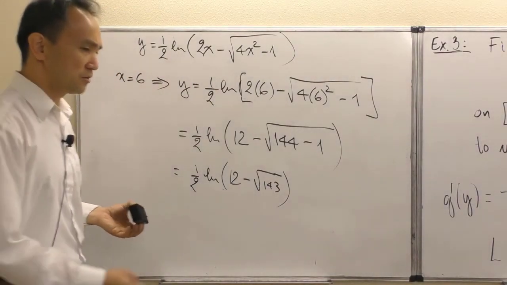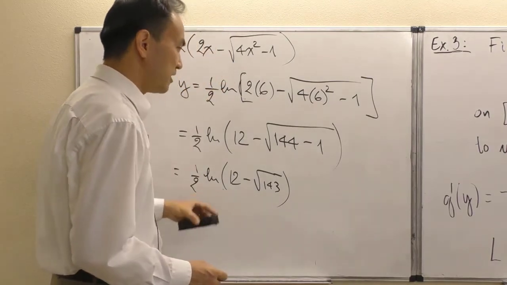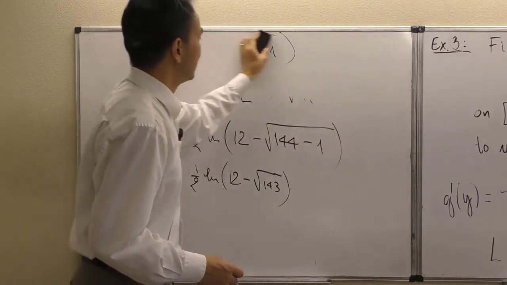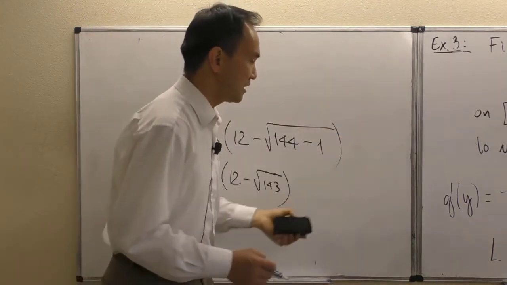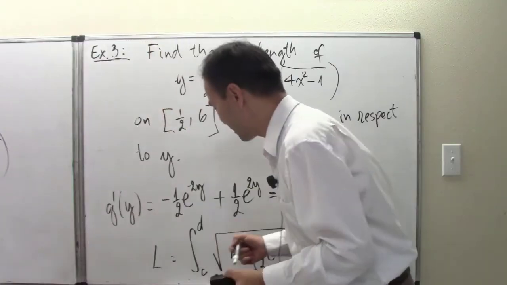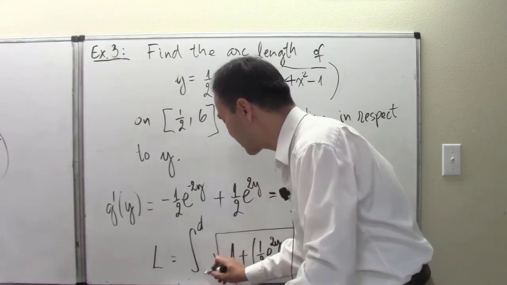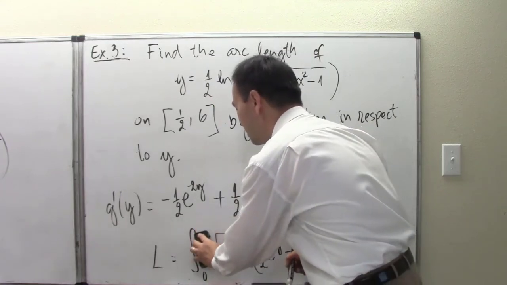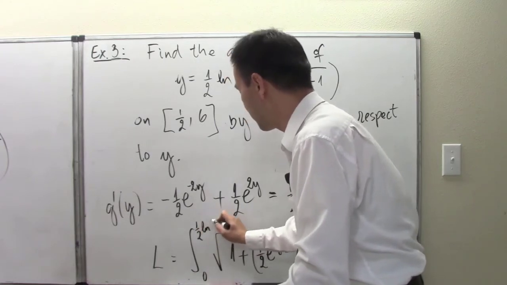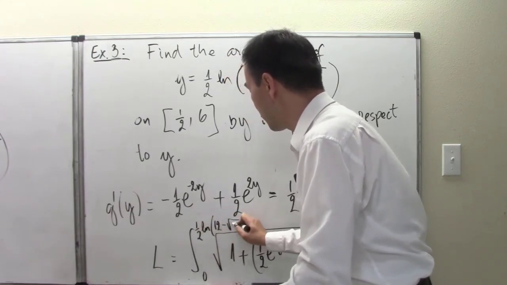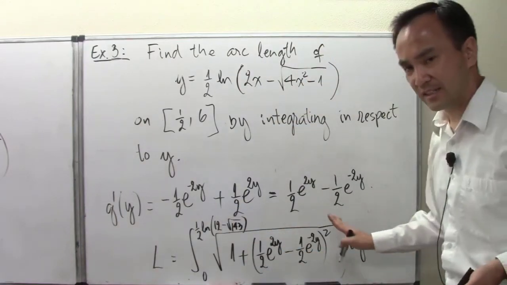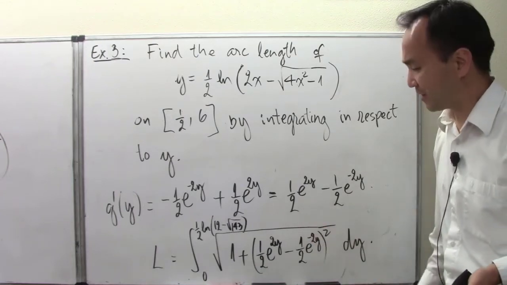Now that's our upper limit. So in this integral, we're looking at an integral from 0 on the y-axis to 1/2 natural log of 12 minus the square root of 143. All right, and that's how the complete setup is.